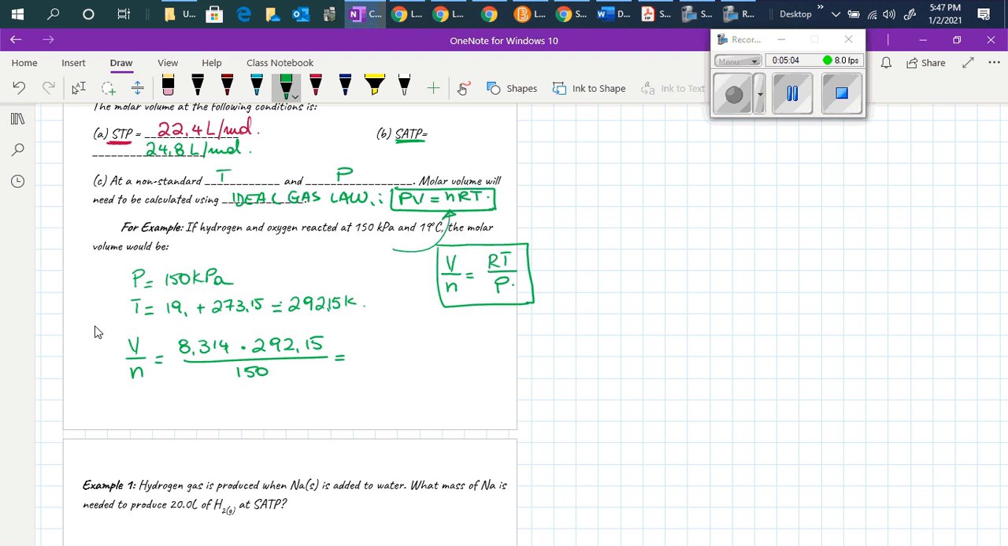So 8.314 times 292.15 divided by 150 will be 16.2 liters per mole. This will be the molar volume of the gas in non-standard conditions.